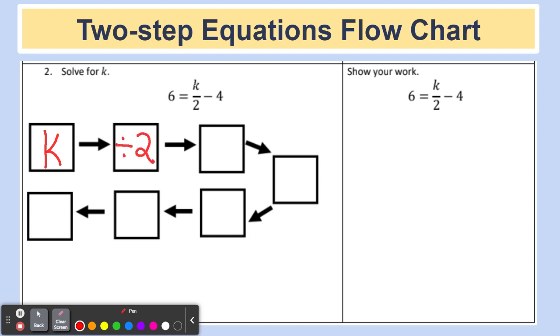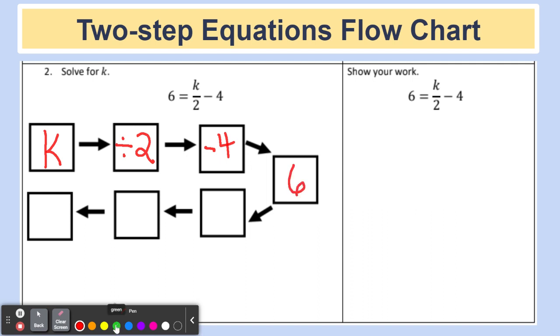Now we want to identify the second thing that's happening to the variable. After k is divided by 2, we subtract 4 from that amount. So we're going to write minus 4. And our solution here is that all of that should equal 6.